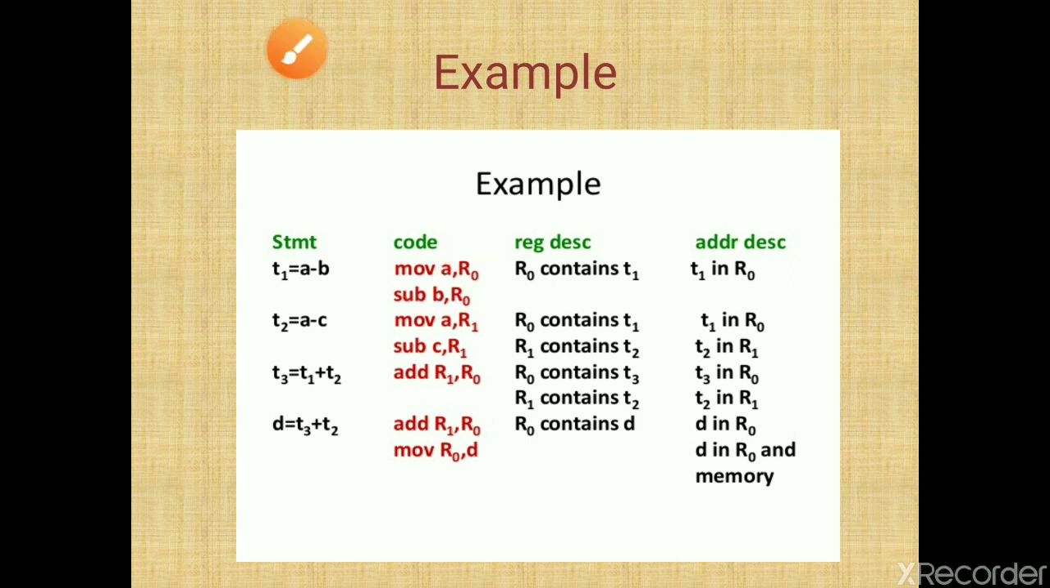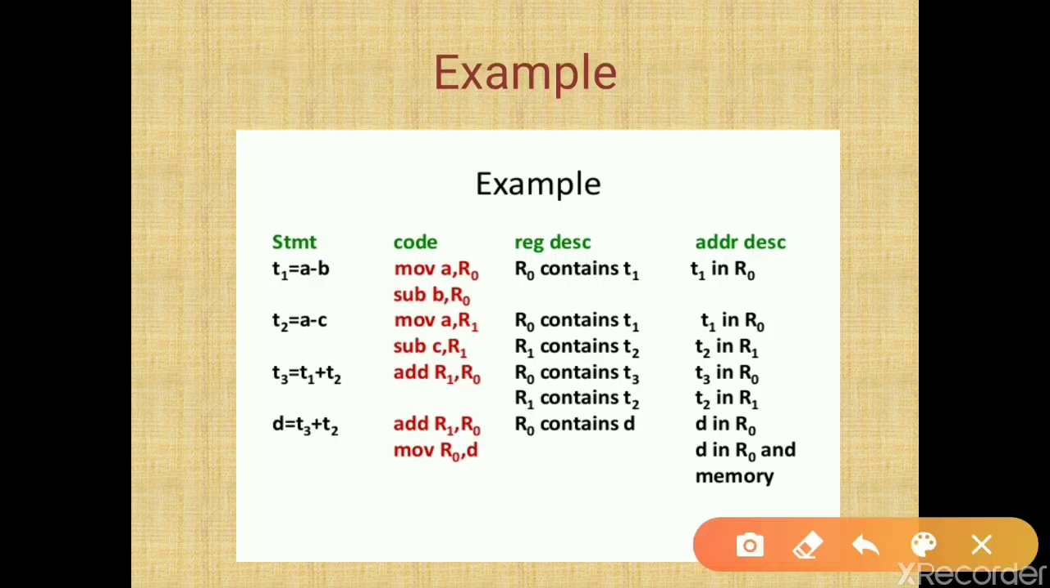And next, what will the register descriptor and the address descriptor do? The register descriptor will help us understand register information, right? That is, R0 contains T1. This information is given by the register descriptor. What will the address descriptor do? The address descriptor will help you understand which variable is stored in which register, that is, T1 is stored in which register, and that is given by the address descriptor.